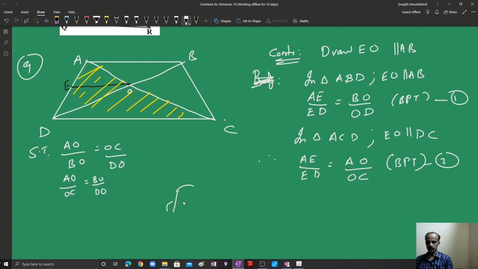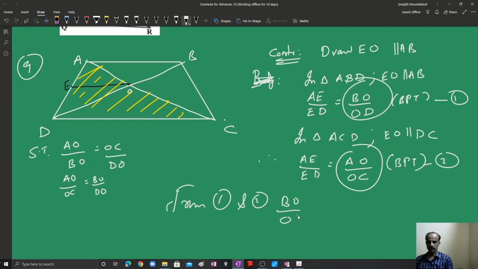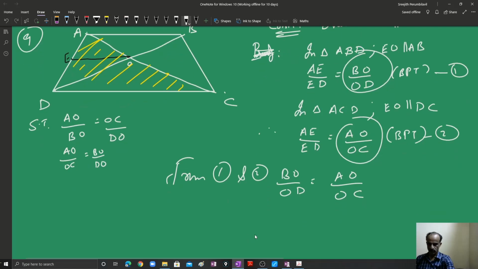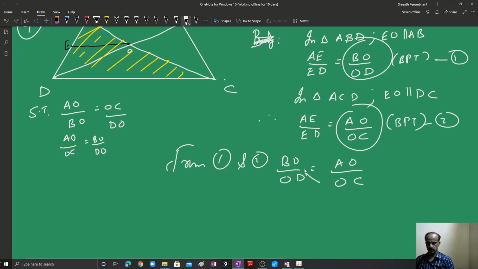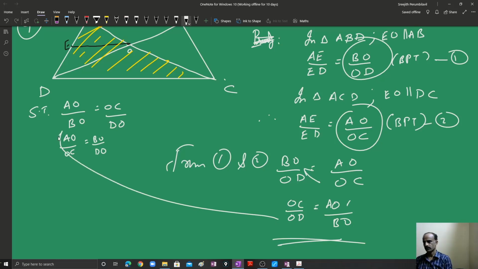So from 1 and 2, what happens? AE by ED equals BO by OD, and AE by ED equals AO by OC, so these two are equal. BO by OD is equal to AO by OC, or we will change these two. OC divided by OD is equal to AO divided by BO, and that is what was to be proved.